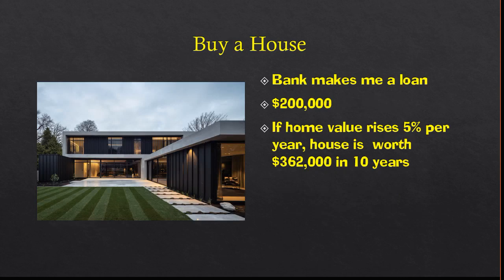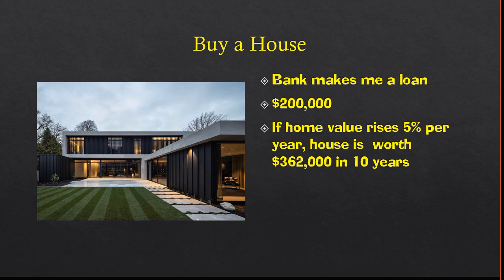So if I buy a house, the bank loans me $200,000 to buy the house. If that home value rises by 5% per year, the house is worth $362,000 in 10 years. I look at my house, right? I took out a 30-year loan on my house. My house is worth more than the total value of the payments that I'm going to make on that. And I paid it off early, right? You should always pay stuff off early. You get the 30-year loan to make the payments low, but then you pay extra, right?